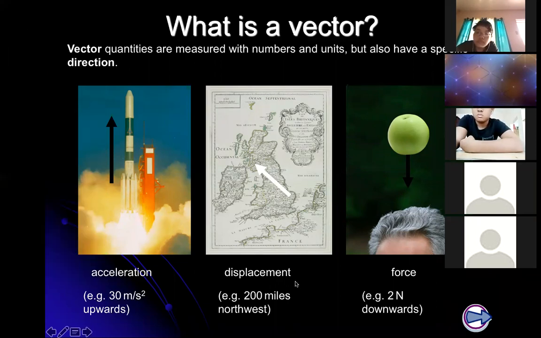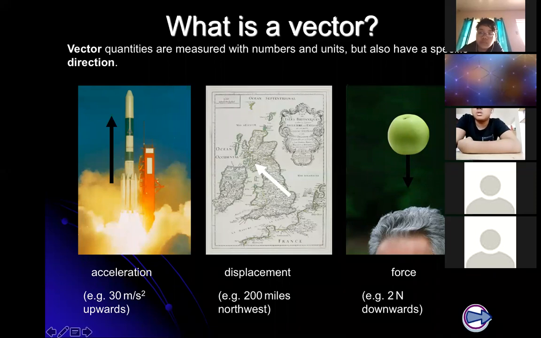Okay, the same here when it comes to displacement. It says here displacement is 200 miles northwest. So we have the number 200. We have the unit for displacement or distance, which is miles. And then we have the direction, which is northwest.